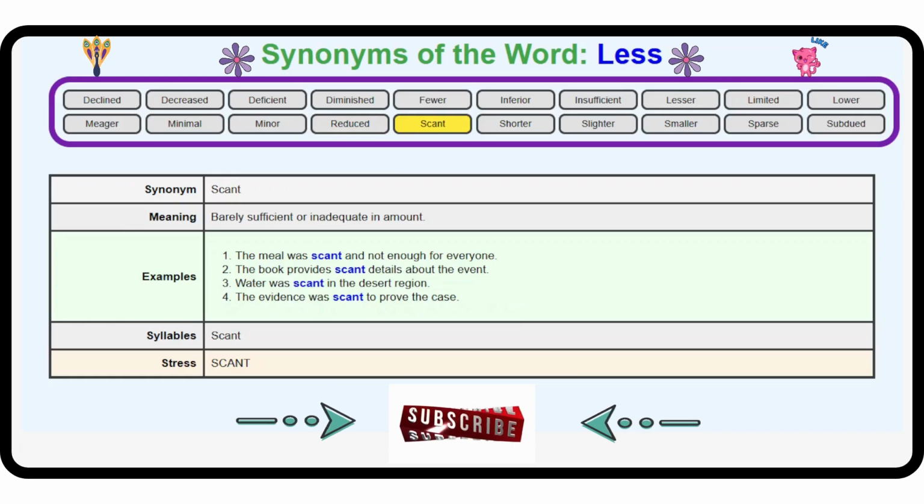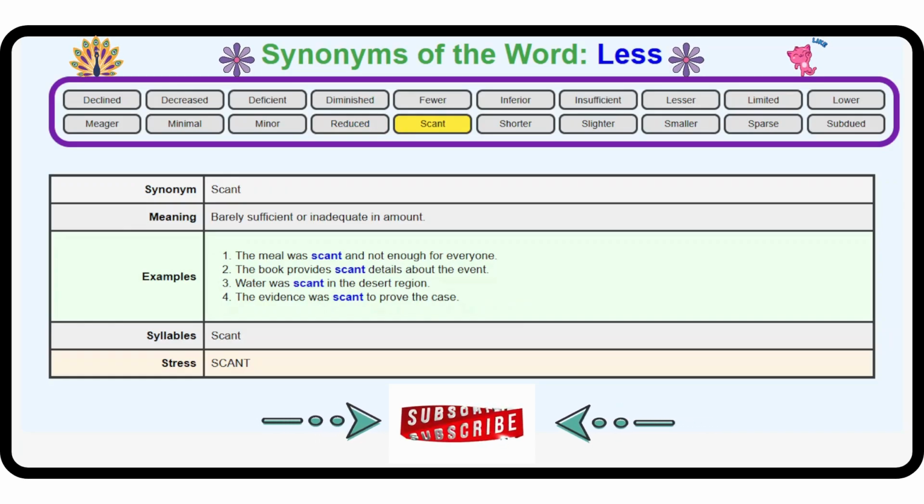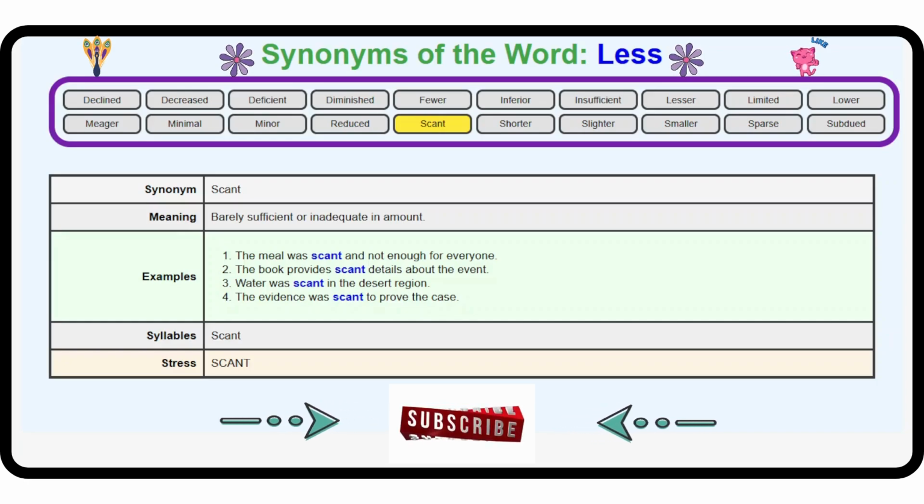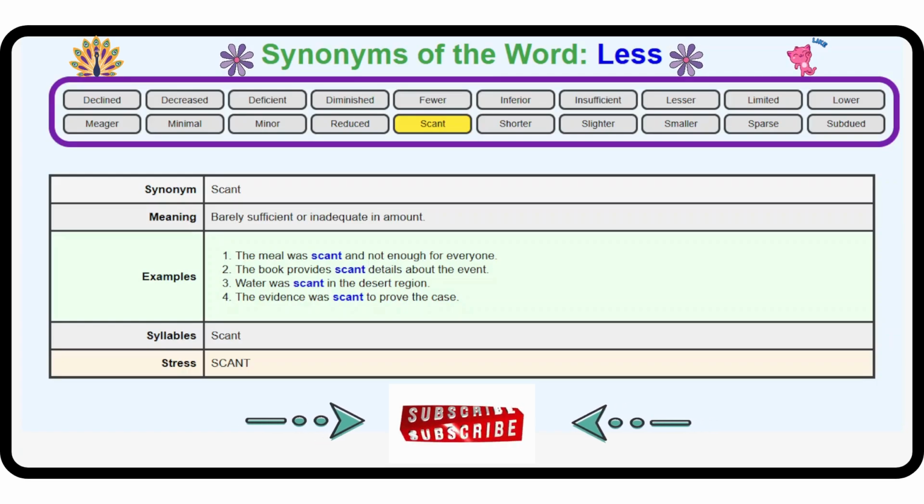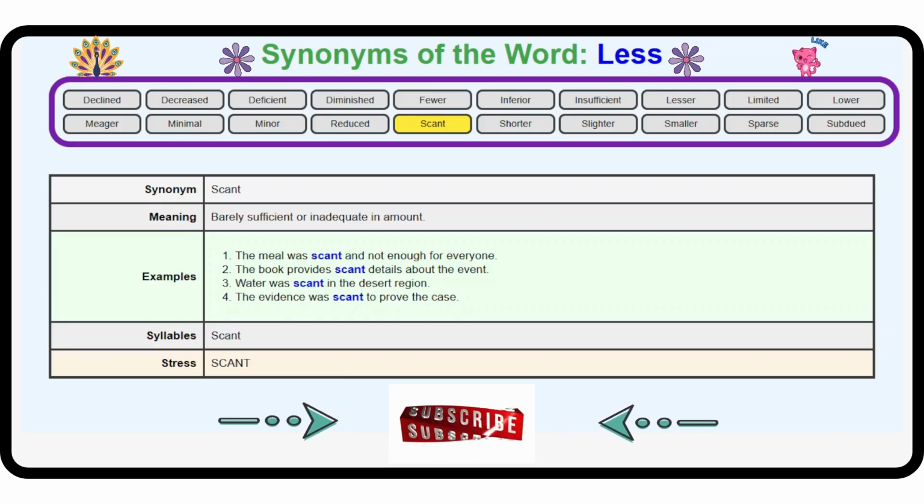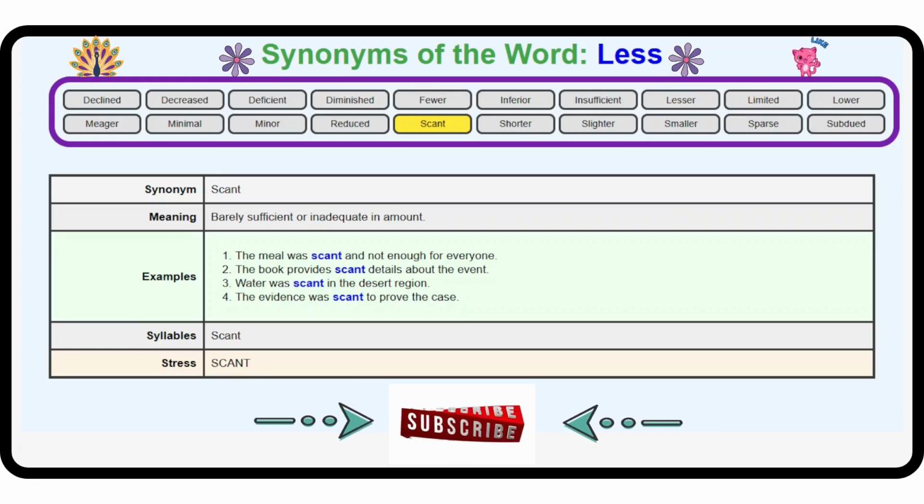Synonym, scant. Meaning, barely sufficient or inadequate in amount. Example 1, the meal was scant and not enough for everyone. Example 2, the book provides scant details about the event. Example 3, water was scant in the desert region. Example 4, the evidence was scant to prove the case. Syllables, scant. Stress, scant.